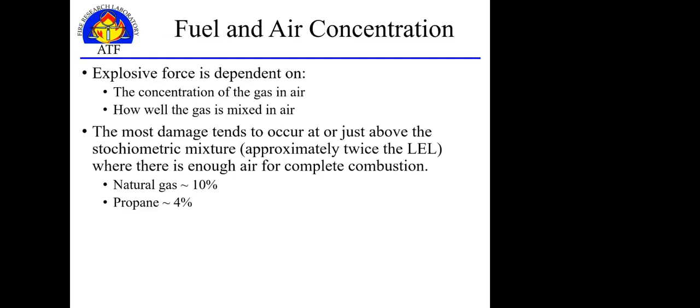Testing and research has shown that the most damage tends to occur at or just above that stoichiometric mixture, which is roughly twice the lower explosive limit. And so, for natural gas, that's somewhere around 10% gas and air, and for propane, it's somewhere around 4% gas and air.